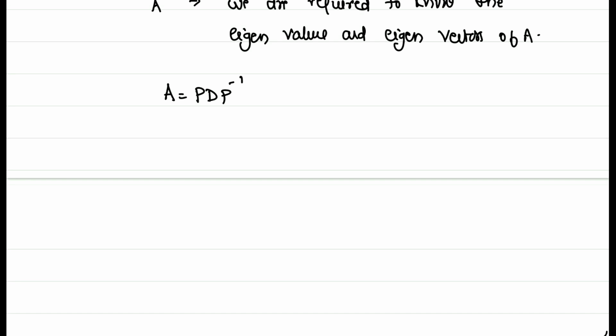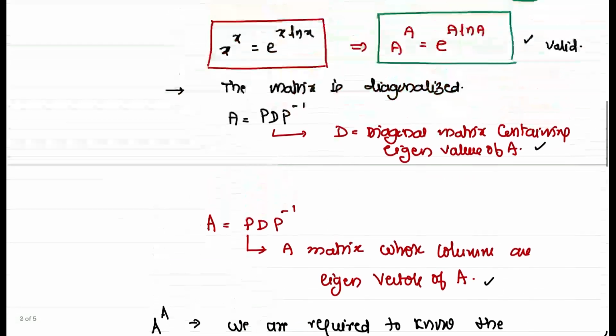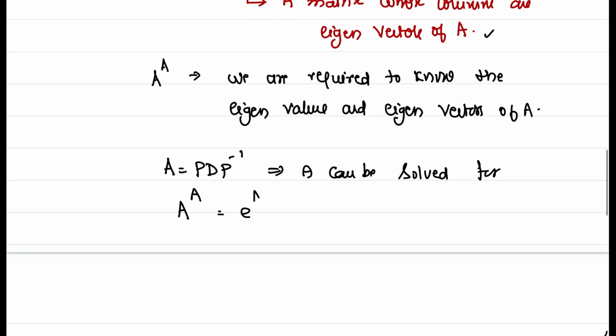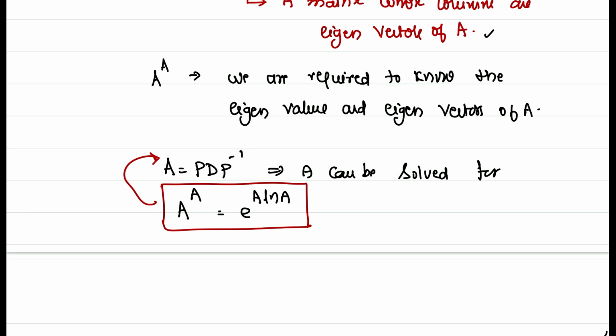then that matrix A can be solved for A to the power of A in the form e to the power of A ln A. This can be used when this can be satisfied.